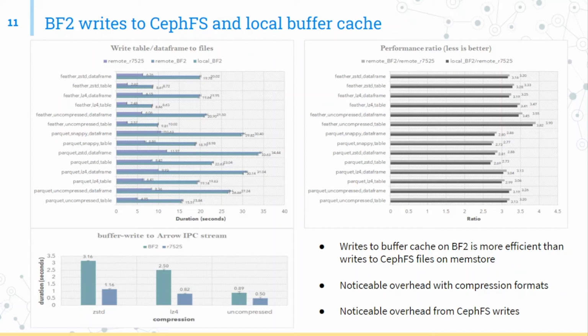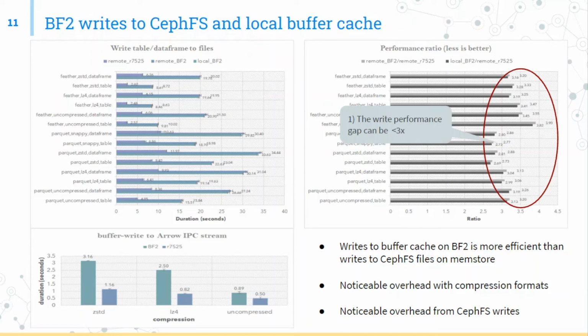Regardless of different encodings and file formats, we see a noticeably smaller performance gap between the host and the Profile 2 card. We also want to evaluate the overhead of writing to CephFS, so we ran the same tests except that in each test, the data is written to a local IPC buffer instead of an IPC file on CephFS main store. This time we see that the gap is even reduced to 2 times in the case with no compression.